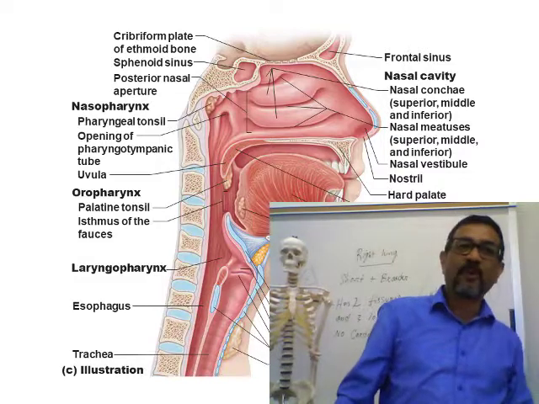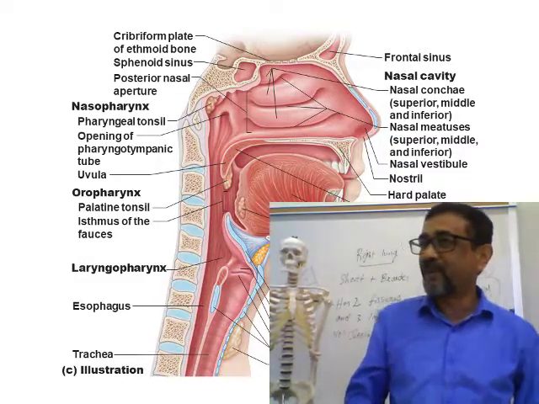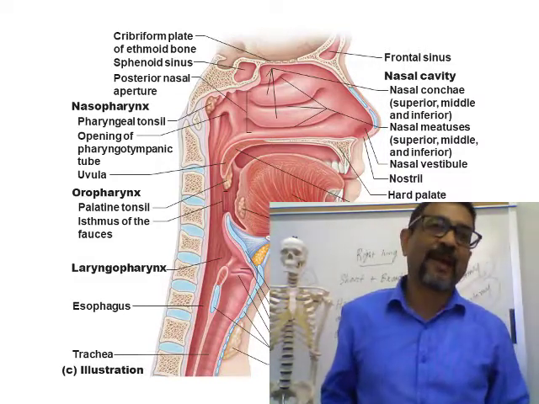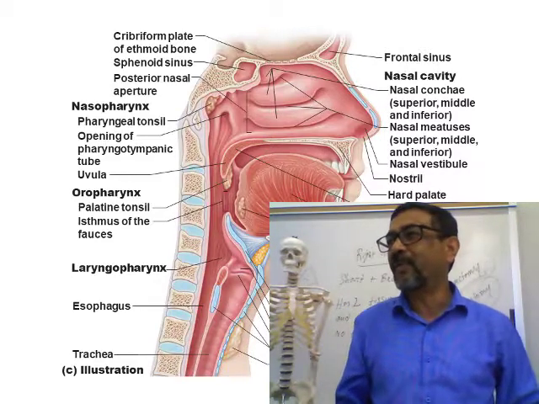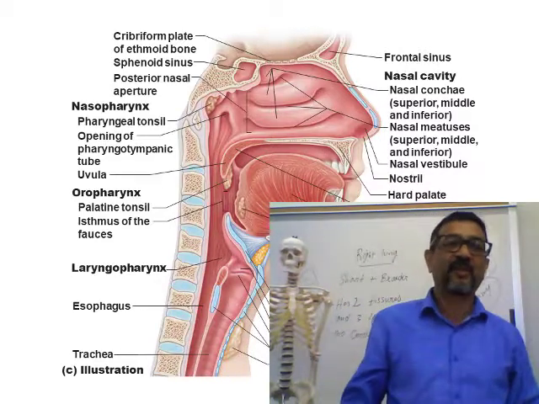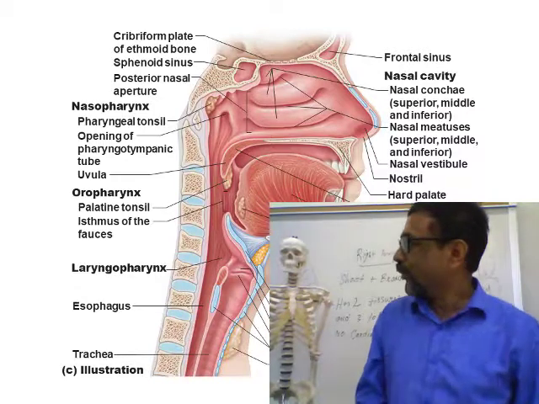So since food is passing through these last two parts of the pharynx, the lining is not ciliated columnar but stratified squamous because of friction.